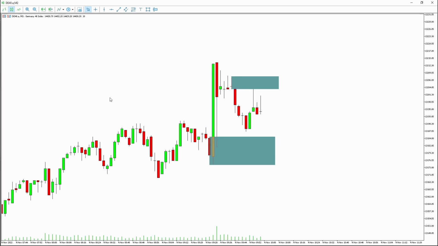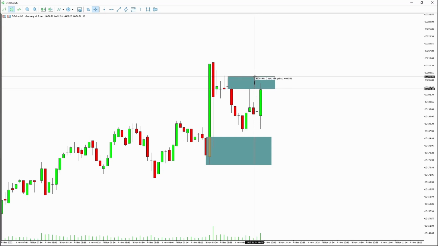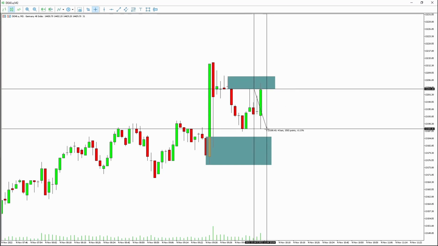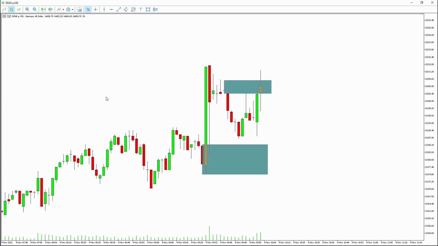And if we keep watching, if we risk this rectangle, which was around 5 points, a little bit less, we could have taken a 15 points trade. So this is a 3x risk reward trade right here. A possibility, of course. So let's keep going.